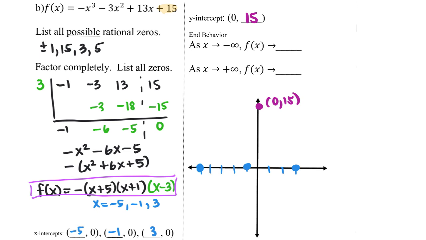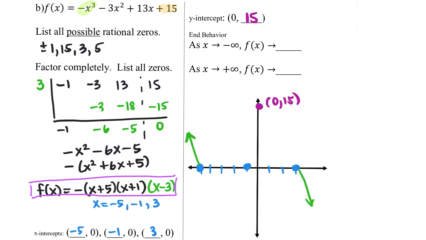Okay, let me just check my end behavior. I check the leading coefficient, or the leading term. So the leading term is a negative x cubed. It is odd, so one side's up and one side's down. Since it's negative, it's going to go down on the right and up on the left.